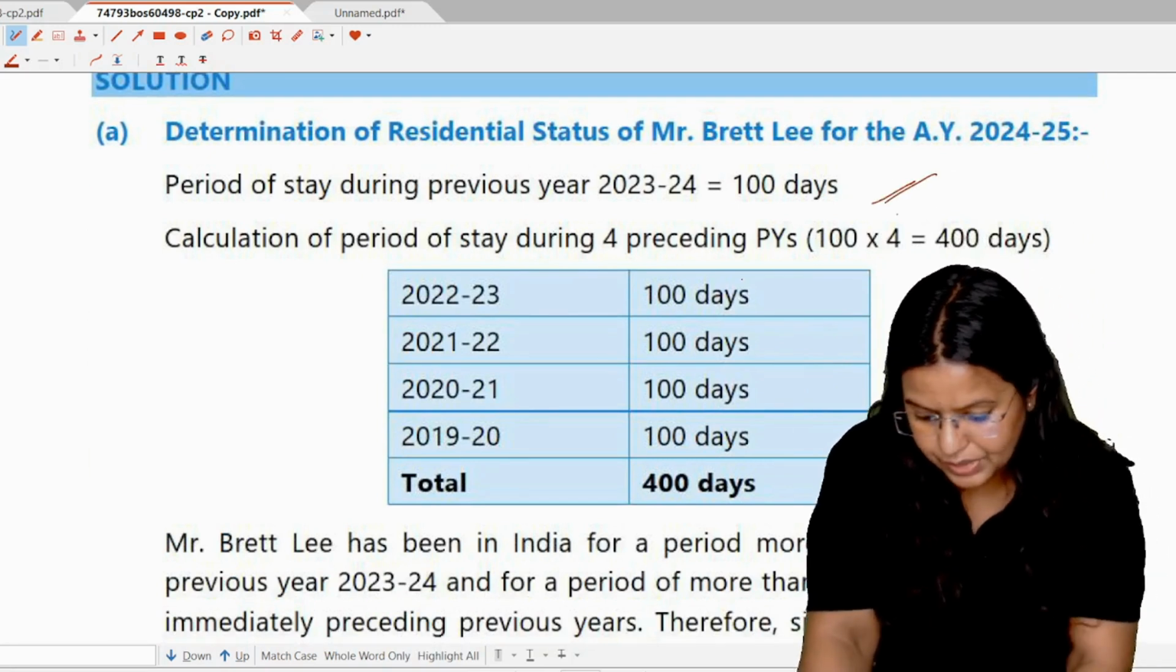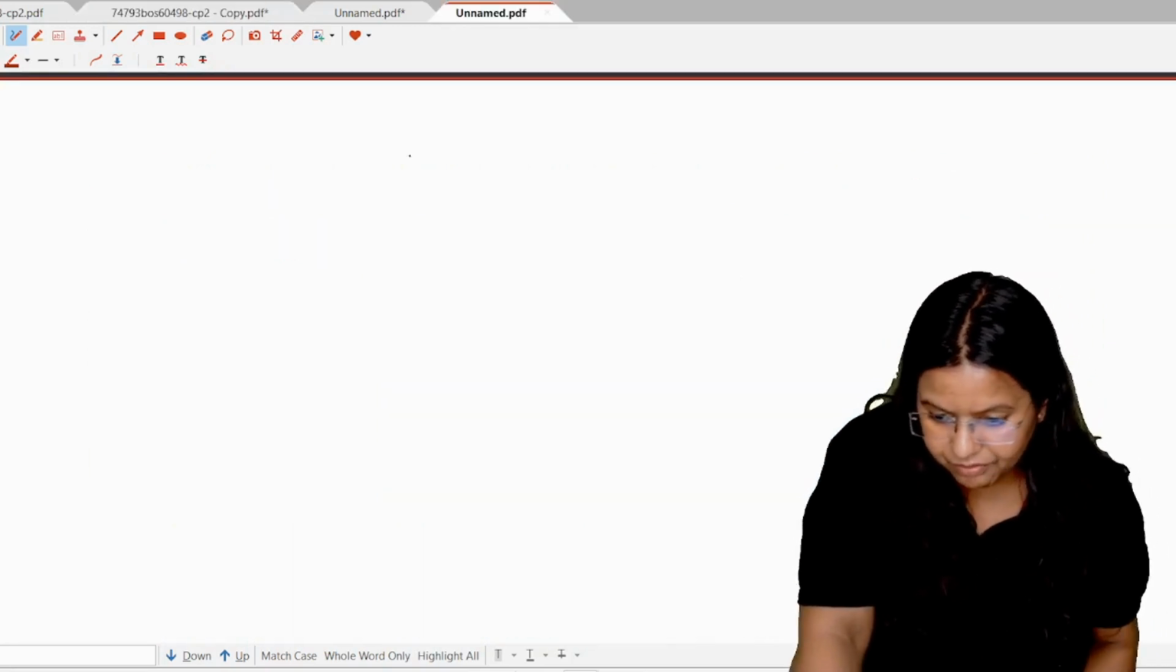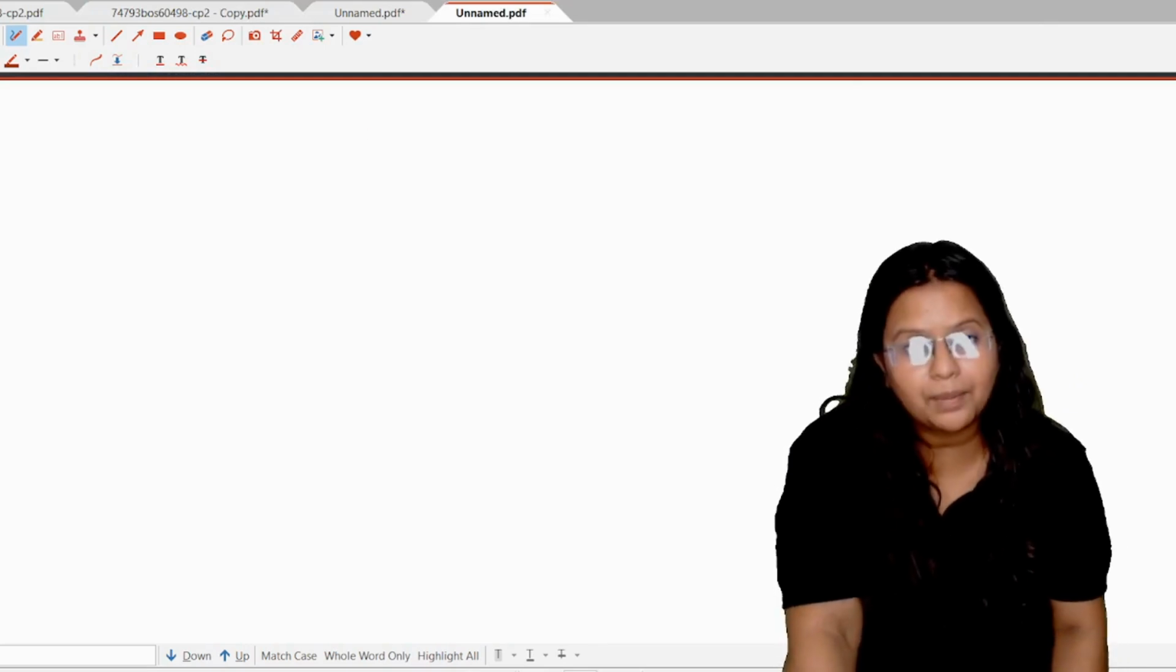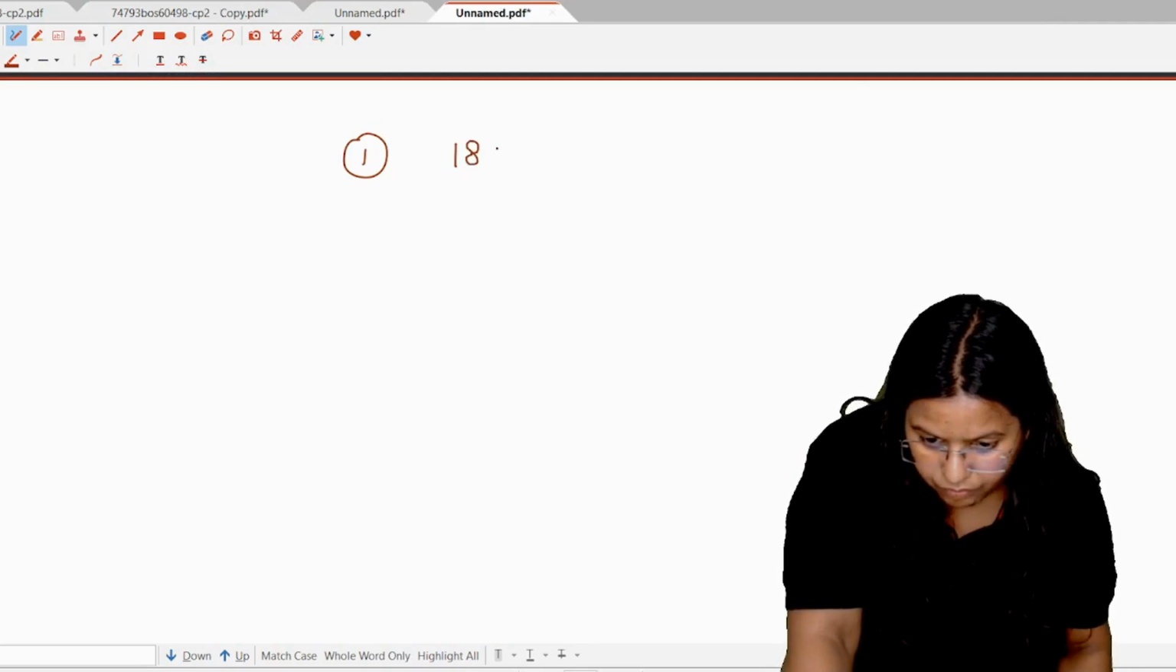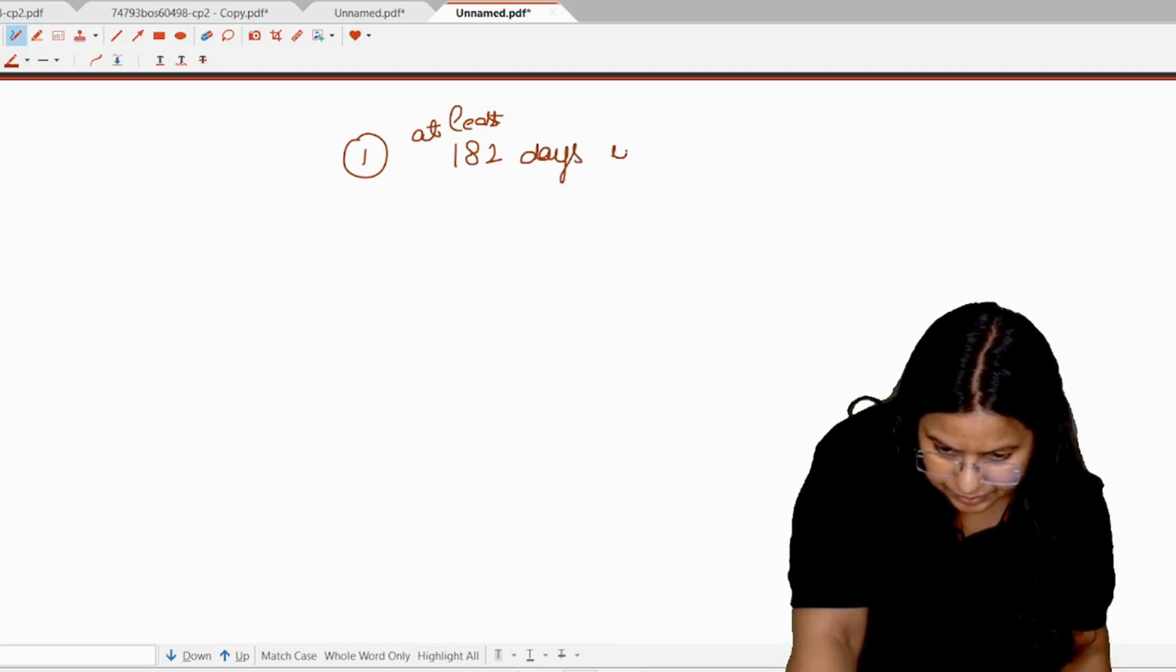Okay. Now, students, we have two basic conditions for a person to become a resident. First of all, that person has a stay in India of at least 182 days. At least 182 days in the previous year.